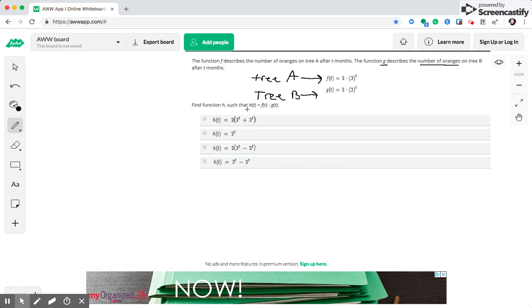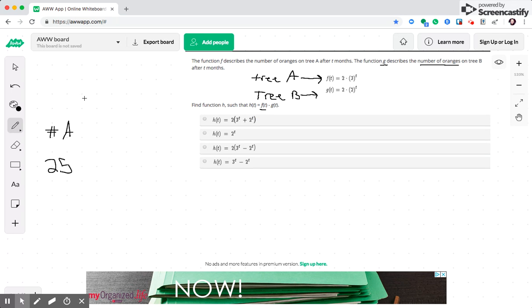Find function h such that h of t equals f of t minus g of t. Now, I've said this before, and hopefully this is helpful. I don't want to confuse you by giving you these make-believe scenarios, but sometimes just giving values to these abstract expressions can be really helpful. So what is f of t? Well, f of t is the number of oranges on tree A, right? So let's say that's 25. Let's give that a value, 25 oranges on tree A.